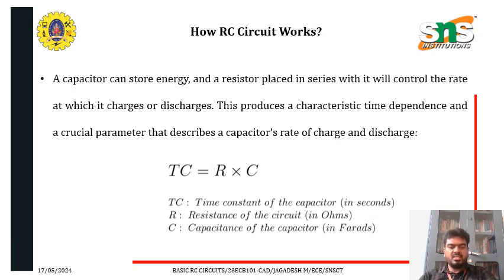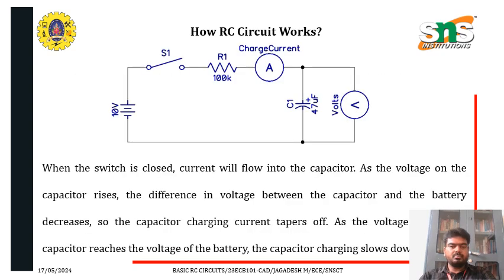Next, R is the resistance of the circuit in ohms, and C is the capacitance of the capacitor in farad. So this is the formula: Tc equals R into C. Look at this circuit diagram, where there is a 10 volt source, one switch, R1 of 100 kilo ohm, one ammeter and voltmeter, and one capacitor which has the value of 47 microfarad.